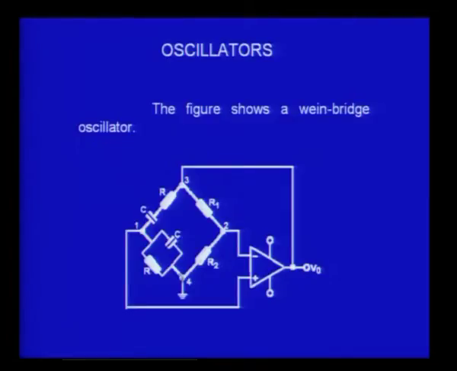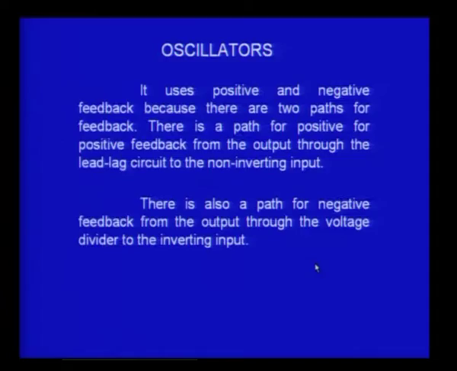The expression becomes very simple. I have shown the same circuit, this is the same circuit, but I have shown it in the form of a bridge, because we all know the Wheatstone bridge. This is Wien's bridge. You have R1, R2, R and C in series, R and C in parallel, forming the 4 arms of a Wheatstone bridge, and the first 2 arms are given to the output and the ground, and the other one is given to the 2 inputs. So this is a Wien's bridge oscillator, and it uses positive feedback and also negative feedback for stability.